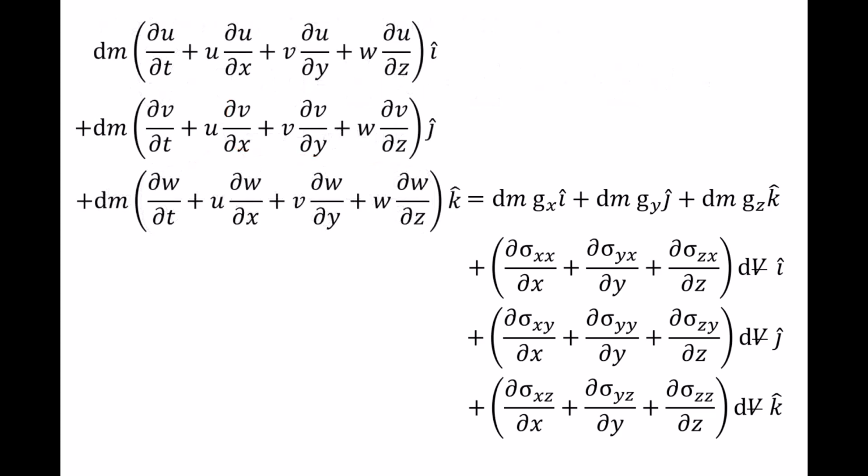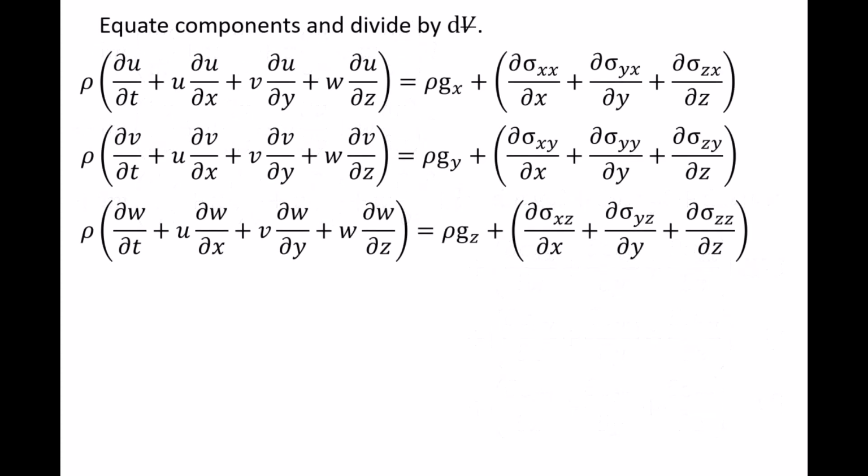The left side of the equation becomes mass dm times the quantity partial u partial t plus u partial u partial x plus v partial u partial y plus w partial u partial z i hat, plus mass dm times the quantity partial v partial t plus u partial v partial x plus v partial v partial y plus w partial v partial z j hat, plus mass dm times the quantity partial w partial t plus u partial w partial x plus v partial w partial y plus w partial w partial z k hat.